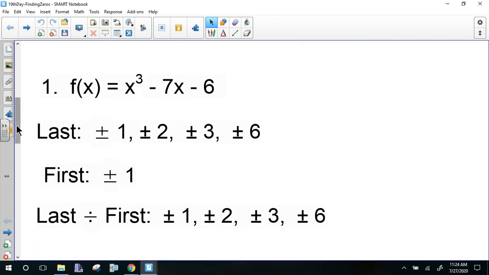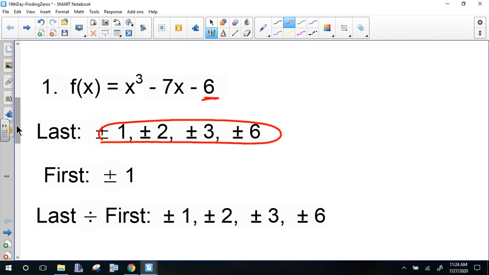So the rational zero test says that I need to look at my last coefficient, or constant, and find all those factors. Well, the factors of 6 are 1 times 6 and 2 times 3, and they can be all positive or negative. Okay? Then it says I need to look at my first term. First term is a 1. Well, that's pretty easy. The factors of 1 are plus and minus 1. Okay?